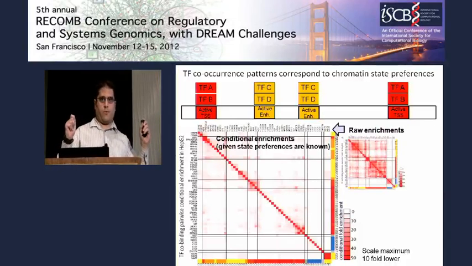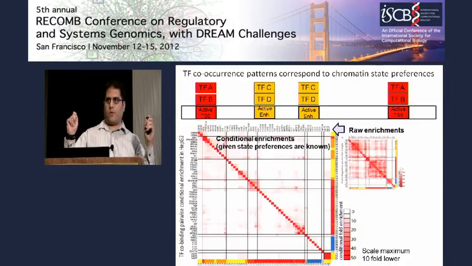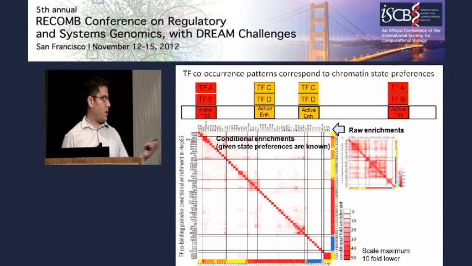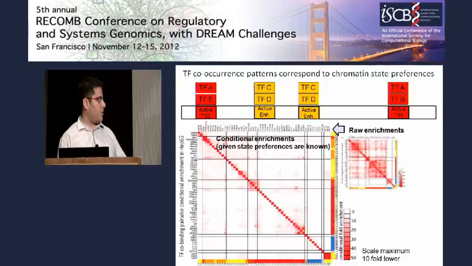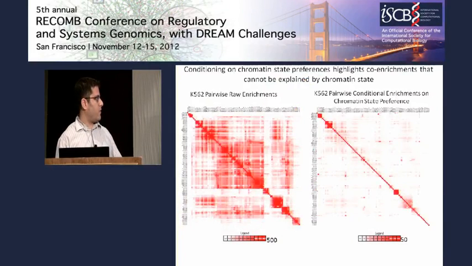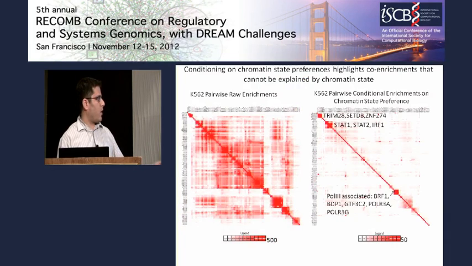So what we've done here is we've taken each factor's individual chromatin state preference, and we've conditioned what we would expect the joint chromatin state enrichment to be and show what it looks like now. But there are some exceptions. This is in K562, where this is before conditioning and this is after. And in some cases, you still see some blocks of co-enrichment which are maintained after conditioning.